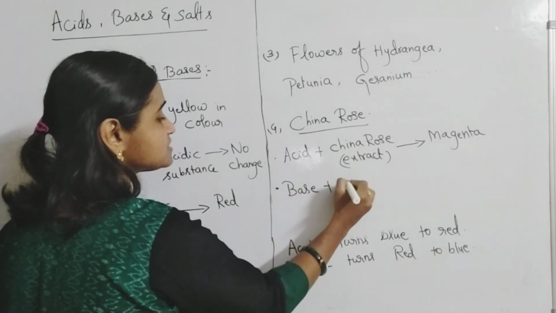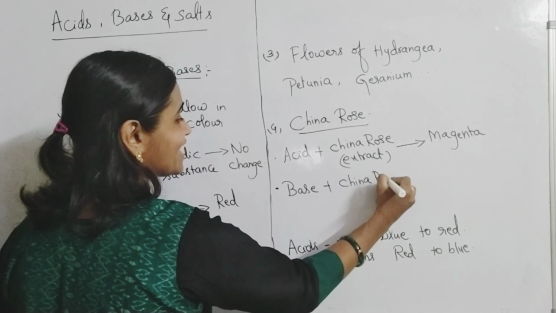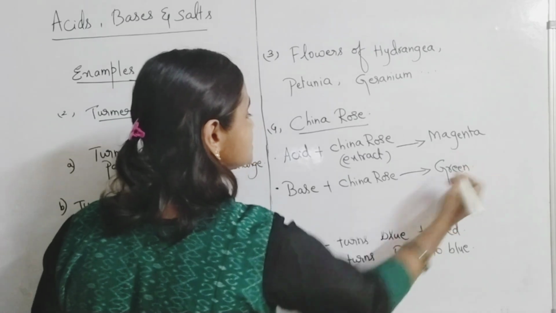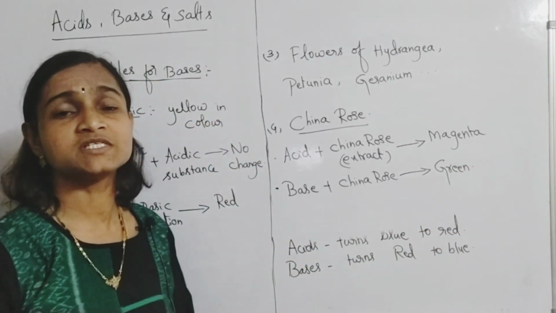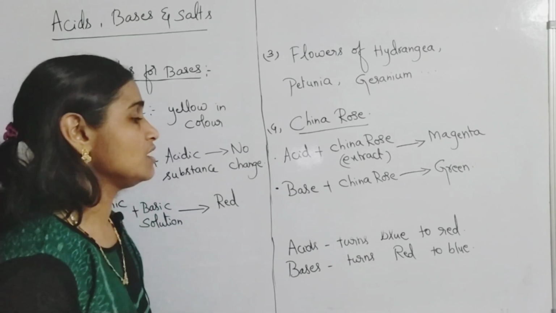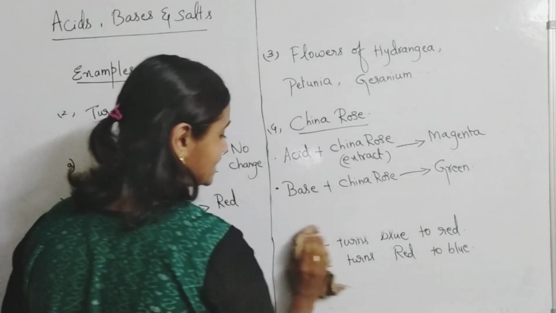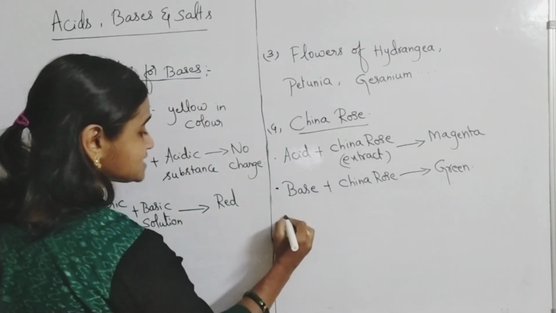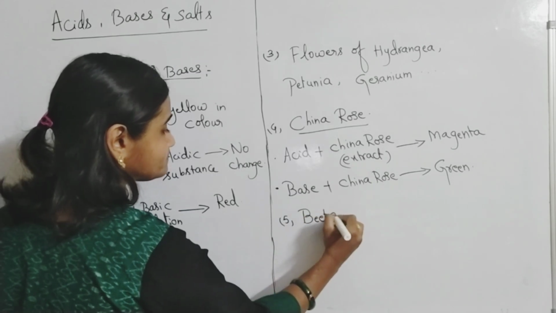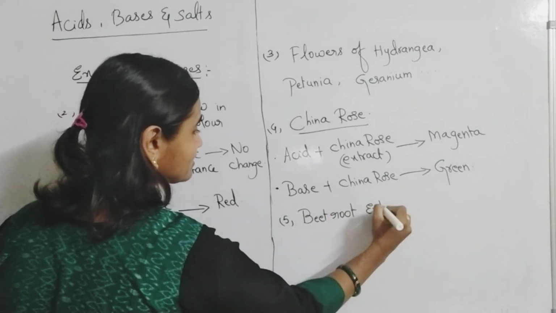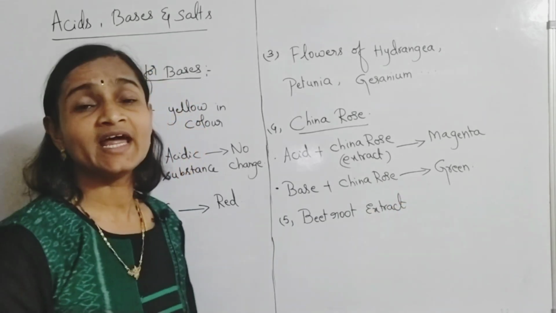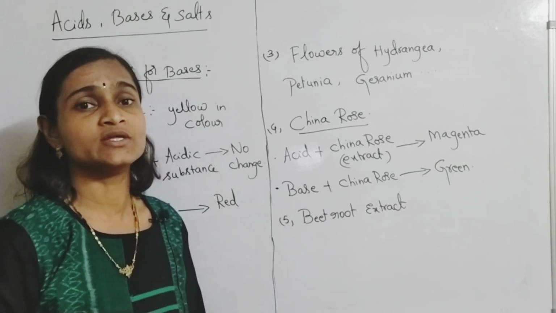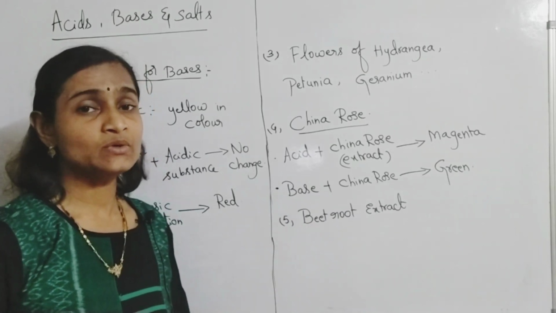Same way, if you test it with a base, China rose extract plus base turns green. If the substance turns green, you can say that the substance you have taken is basic in nature. So China rose is also an example of a natural indicator. Next you have beetroot extract. You will see wide varieties of color changes based on the strength of the acids also. Different colorations can be observed with beetroot extract.